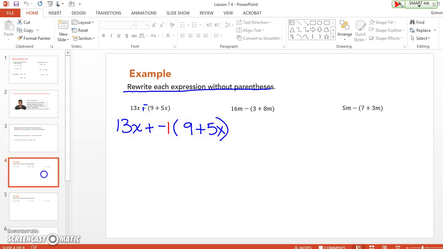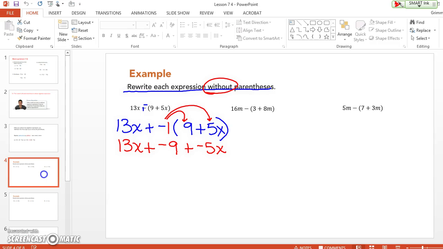Distribute, good. So I'm going to leave this 13x alone, plus, now I'm going to distribute. -1 times 9 is -9, good. Keep the plus sign. -1 times 5 is -5x. And all it said to do was to rewrite without parentheses. So according to their directions, I'm done. I'm not going to do anything else. Just going to practice that part. Questions on how to do that?